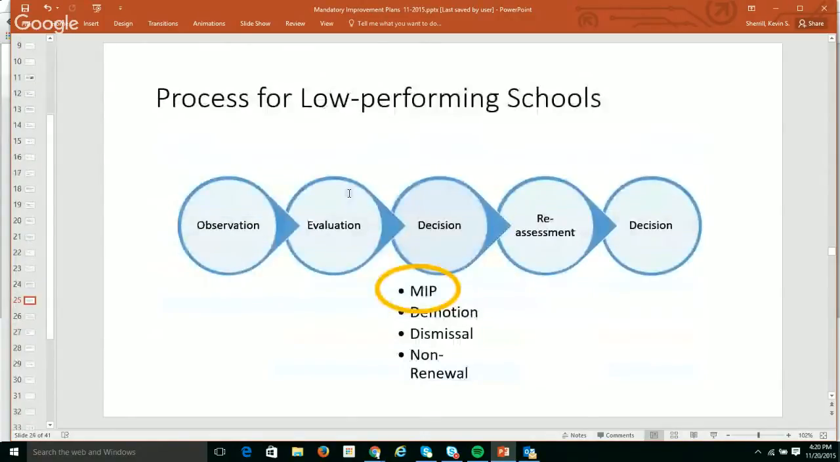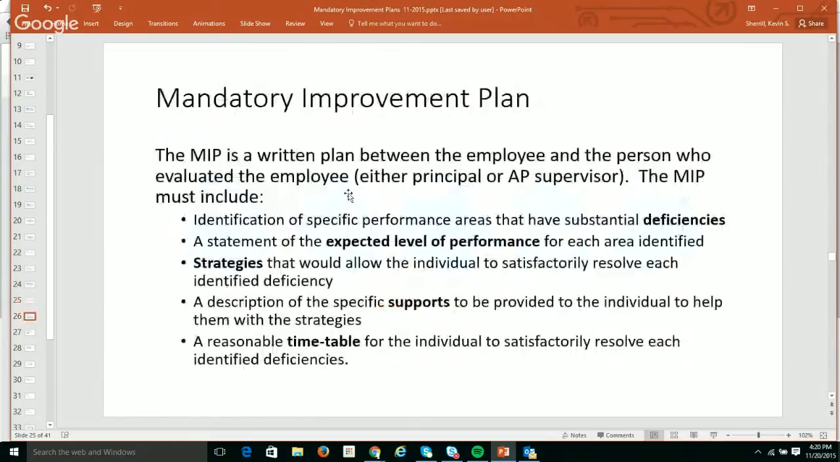So let's say that you go through your observation and evidence gathering, evaluation. Your decision is, I want to do a mandatory improvement plan. You know, they're not proficient. I don't want to dismiss them. I want to do a mandatory improvement plan and see if we can provide them some support. What does that look like? Well, I told you already that it's a written plan between the employee and the person who conducted the evaluation. So it's going to be between the employee and either the principal or their AP supervisor.